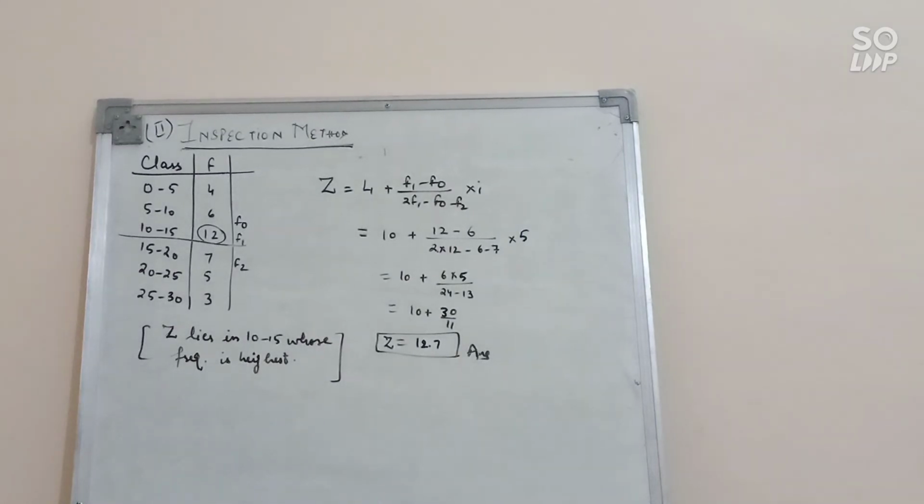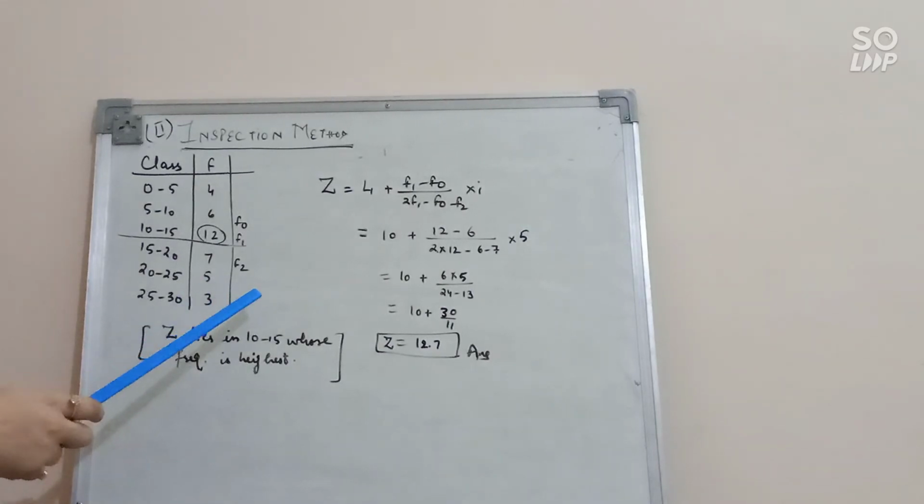Clear? So under inspection method, directly we can select the class whose frequency is highest, and after selecting the class you will just use the formula, that is L1 plus (F1 minus F0) upon (2F1 minus F0 minus F2) into I, and you will put the values in this formula and you can find the answer. Clear? Now the question is, which method is more suitable and which method you will use to calculate mode? If it is given in the question that use grouping method or use observation method, then you will calculate mode accordingly. But if nothing is given, then in that case you can use any method.